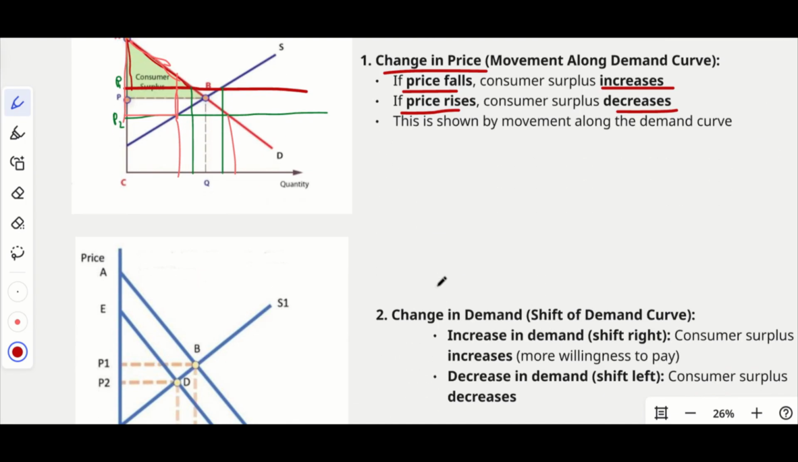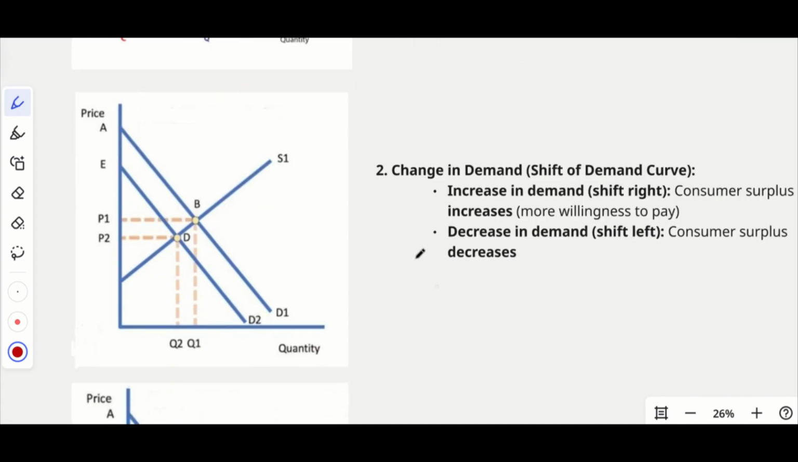Now let's see the second reason, that is change in demand. Just take the case of COVID time. During the COVID time, there was a sudden increase in the demand for masks, sanitizers, hand wash, etc. At all prices, people are willing to buy more. When such a situation occurs, the demand curve will shift. Take D1 as our initial demand curve. The curve will shift to the right, just like this.